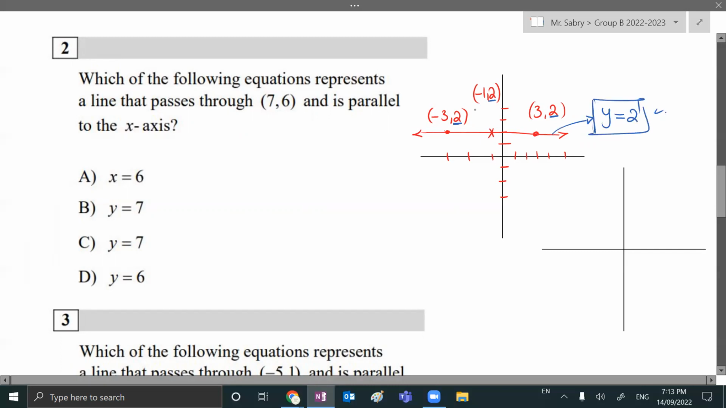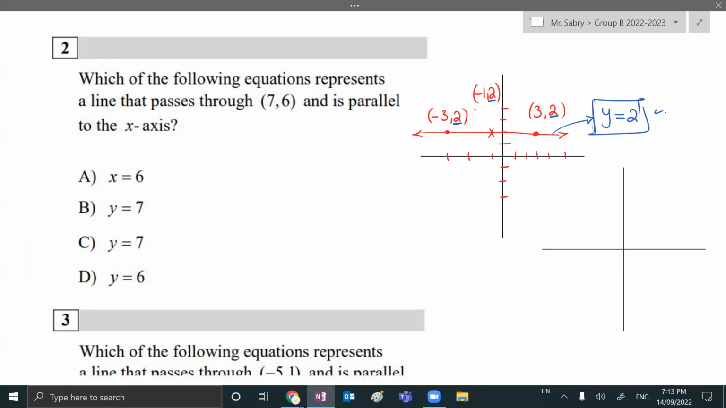It does not have any x's in it. We don't really care about the x because no matter what the x value is, the y will always remain equal to 2. So all horizontal lines will have y equals whatever y coordinate is on that line.